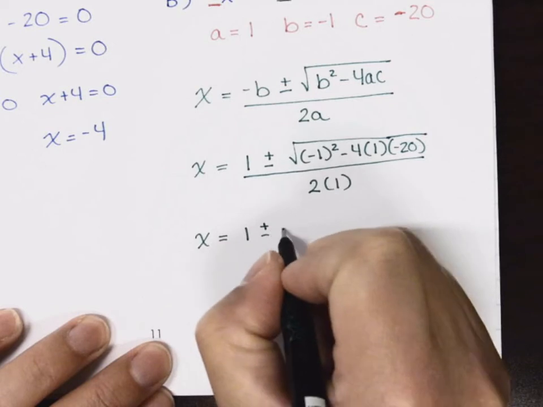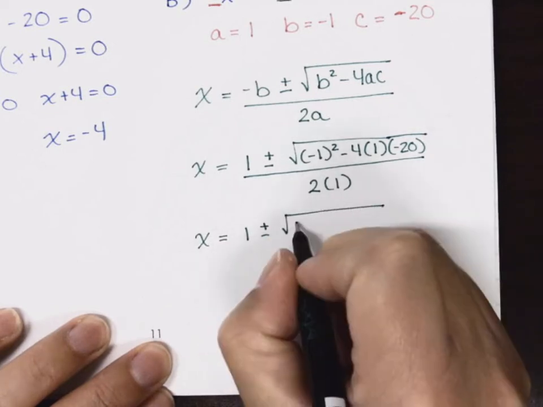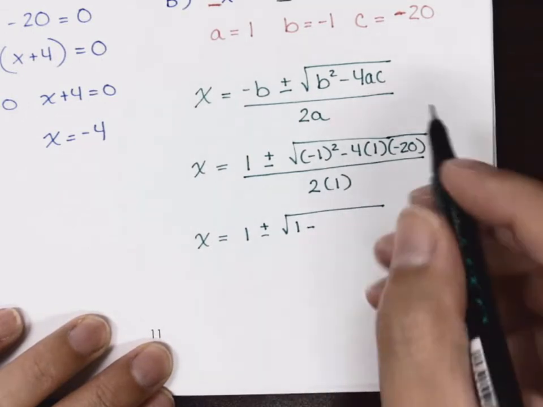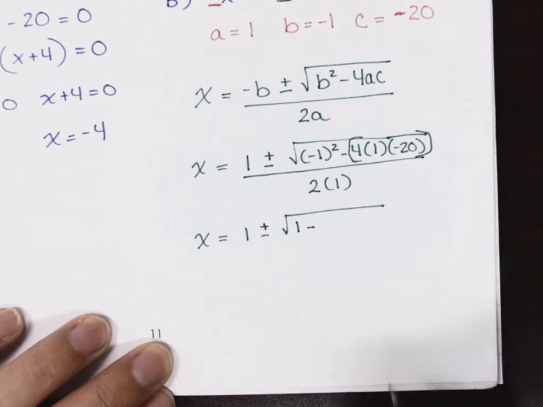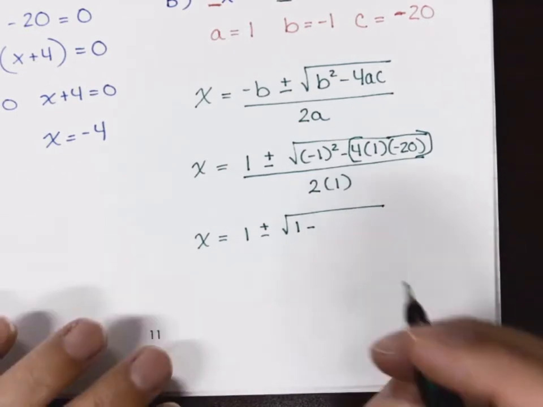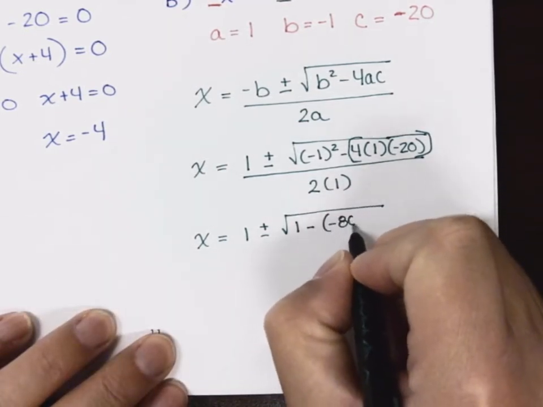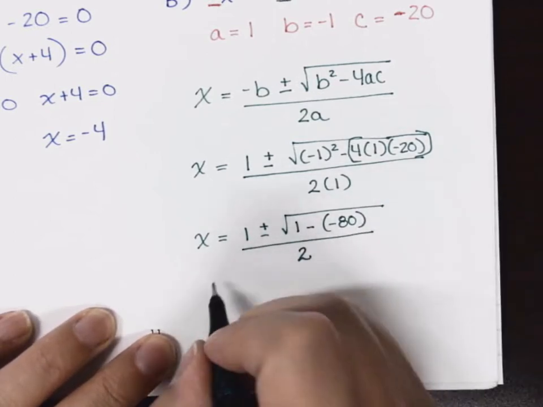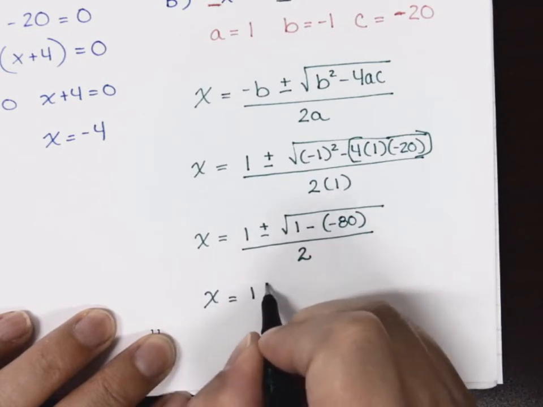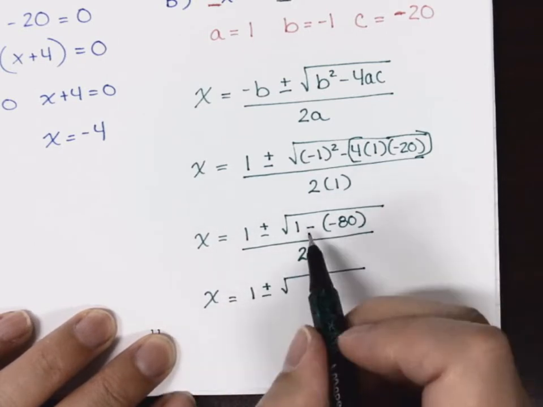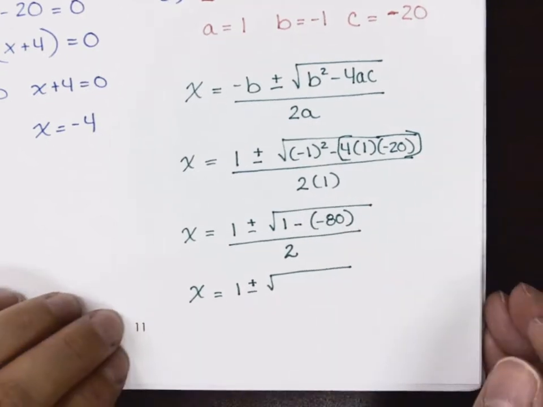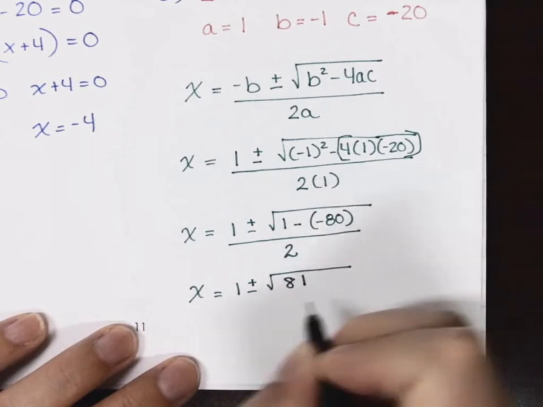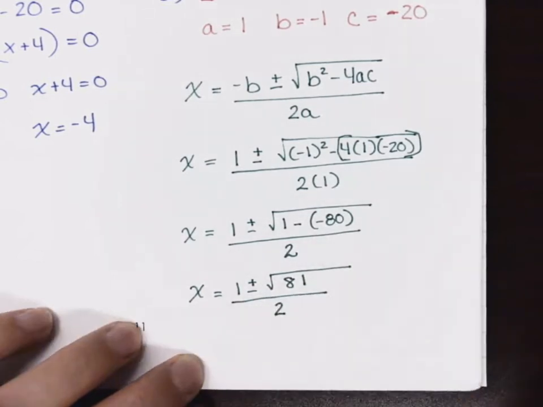So x is equal to 1 plus or minus the square root of 1. Now here's the thing. You can do it one of two ways. You can say subtract and then just look at these. And 4 times a negative 20 is a negative 80, all over 2. 1 plus or minus. So when we have a subtract a negative, what do we do? Add them. So it's going to be 81 over 2.